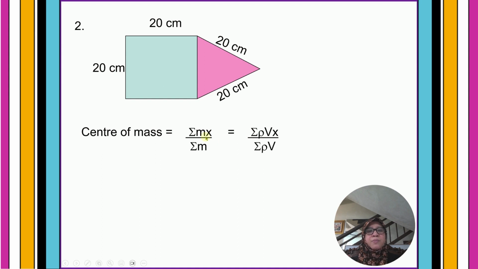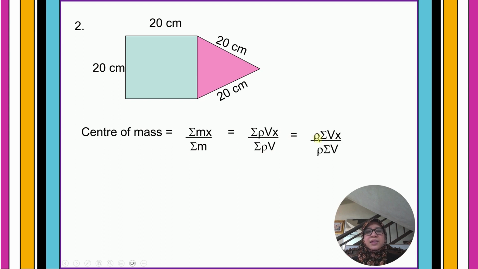Since mass is not given in the question, we use the formula density times volume. Density is mass divided by volume, so mass is volume times density. So M equals rho V, where rho is density and V is volume.